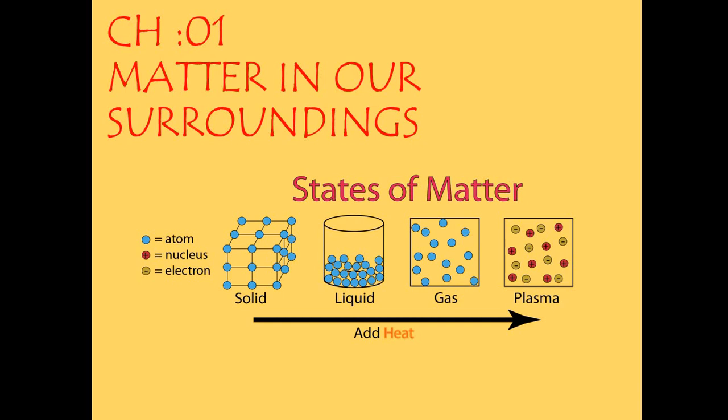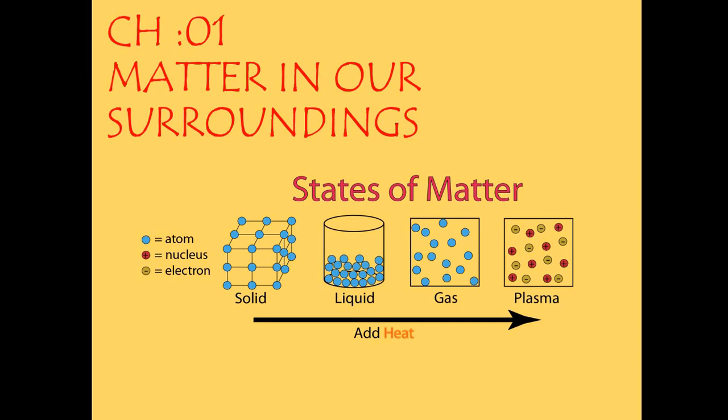Hello students, in today's video session, we will discuss chapter number 1, matter in our surroundings. So what is matter? Anything which occupies space and has a mass is called matter. For example, air and water, hydrogen and oxygen, sugar and sand, etc.